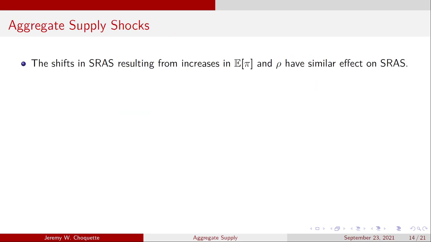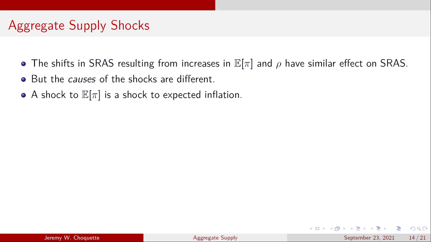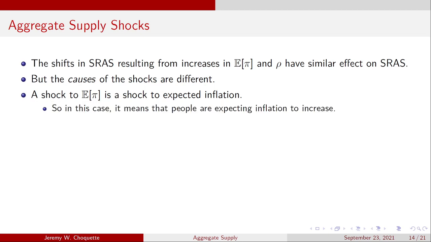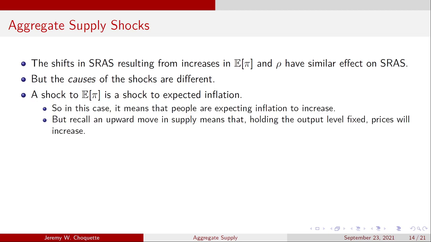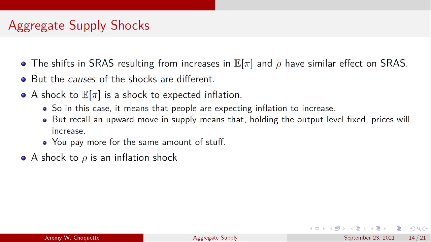The shifts in the short run aggregate supply curve resulting from increases in either of these variables have similar effects on short run aggregate supply, but the causes of the shocks are different. Right? A shock to expected inflation is a shock to expected inflation. Agents' expectations of inflation have been revised upward. So in this case, people are expecting inflation to increase, but if you recall, an upward move in supply means that holding the output level fixed, prices go up. You pay more for the same amount of stuff.